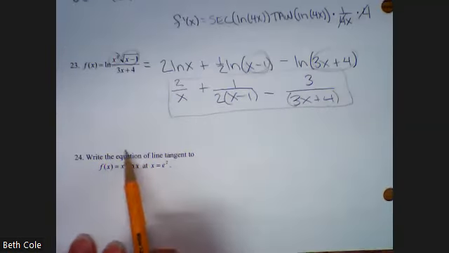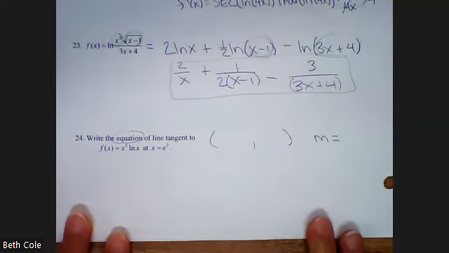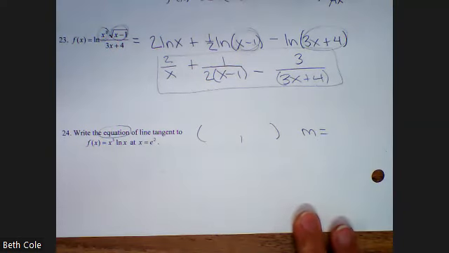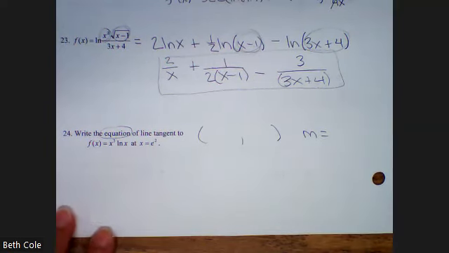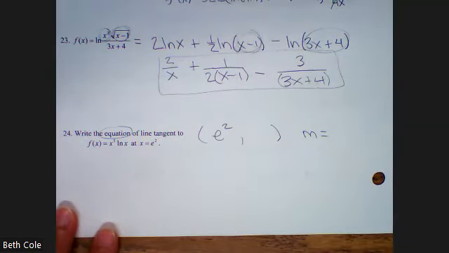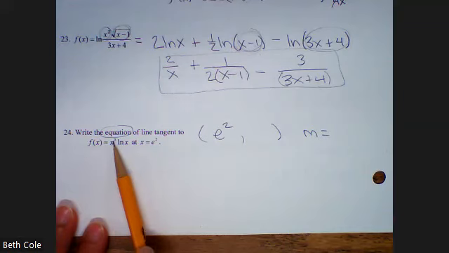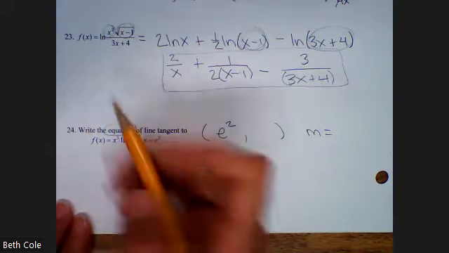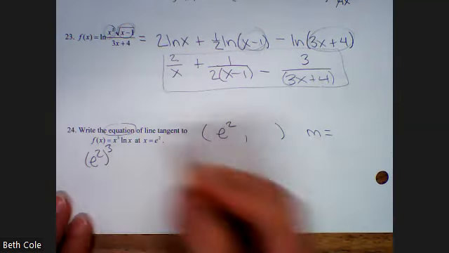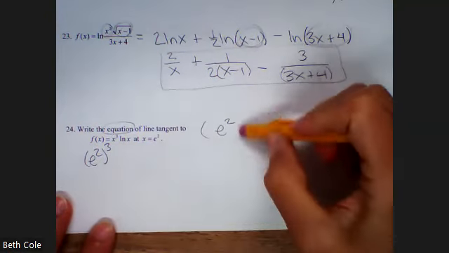All right, last one. Equation. We need a point and a slope. Let's see how messy this one gets. Yeah, it's not too bad. It just looks weird. All right, we're going to plug in e squared. So let's plug in e squared to get our point. e squared cubed. Let me write down what that would look like. e squared cubed would be e to the 6. Good. So it's going to be e to the 6.